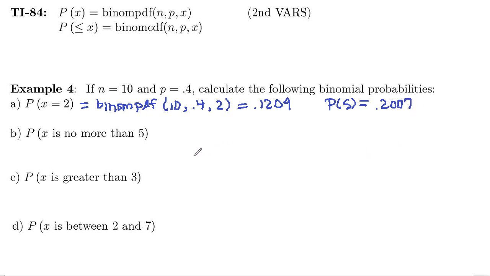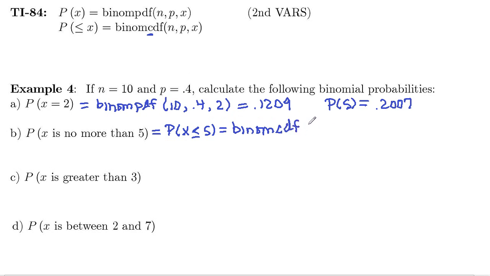Woohoo! All right, what about X is no more than 5? So it's not more than 5. Well, that's the same thing as saying less than or equal. So if we write this in symbols, this is the probability that X is less than or equal to 5. Because it's not more, so it's not greater than, so it's less than or equal. Well, less than or equal probabilities are given by Binomial CDF, which is option B. So this one we're going to do Binomial CDF. It's still under that second variables menu.